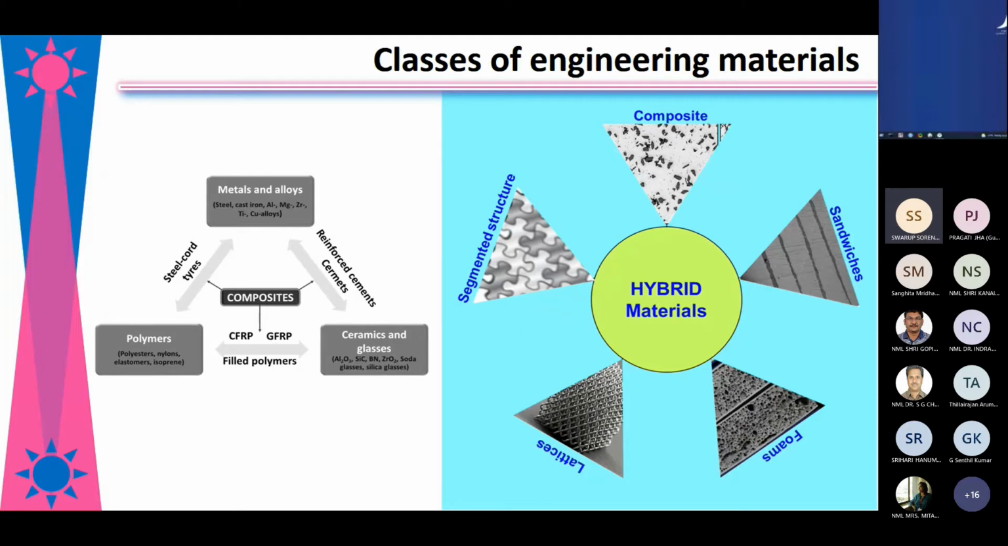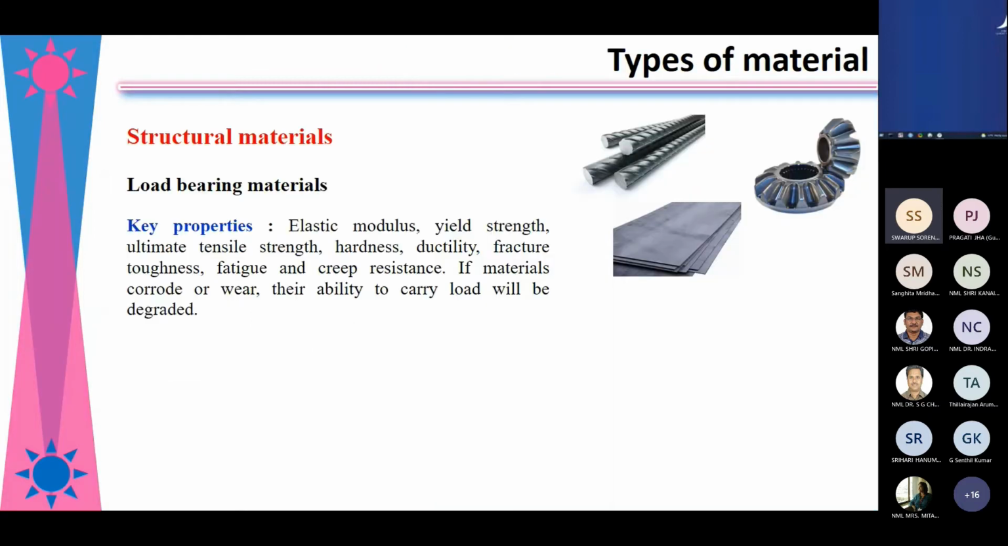So far as application is concerned, the materials can be divided into two major roles, like load-bearing materials, which we call structural materials. In load-bearing materials, we basically deal with the property of the material where it can bear the load. For example, in elastic modulus, the property we care for. Then yield strength, UTS, hardness, ductility, all those things.